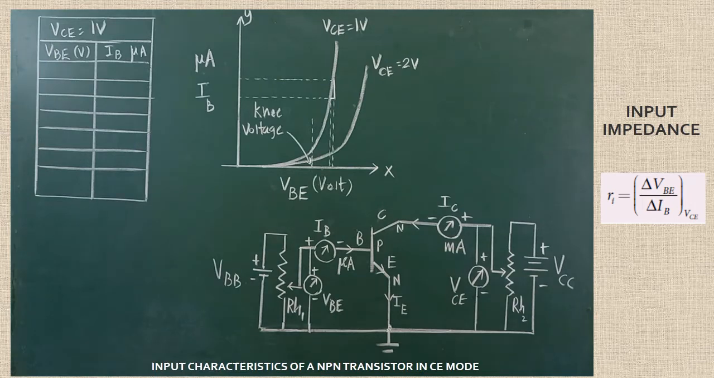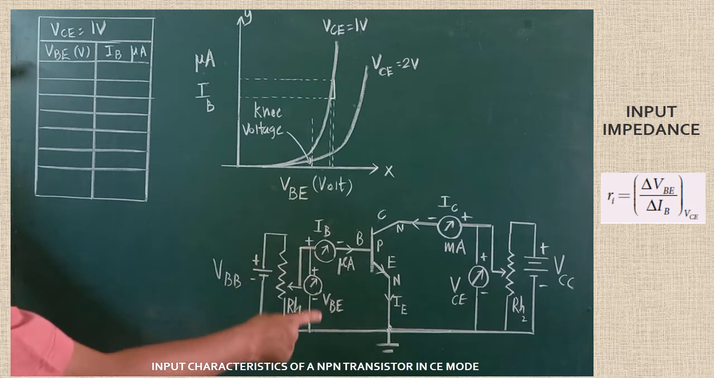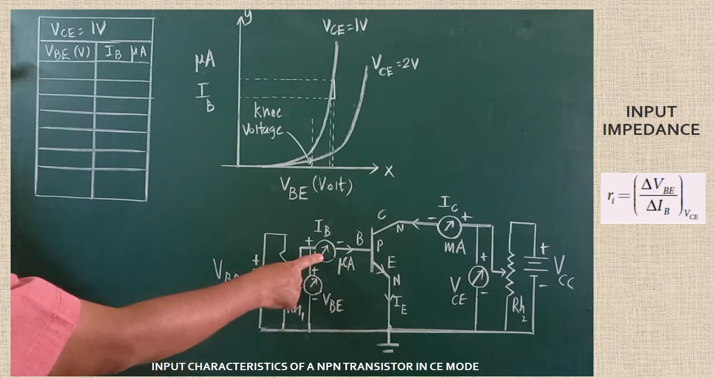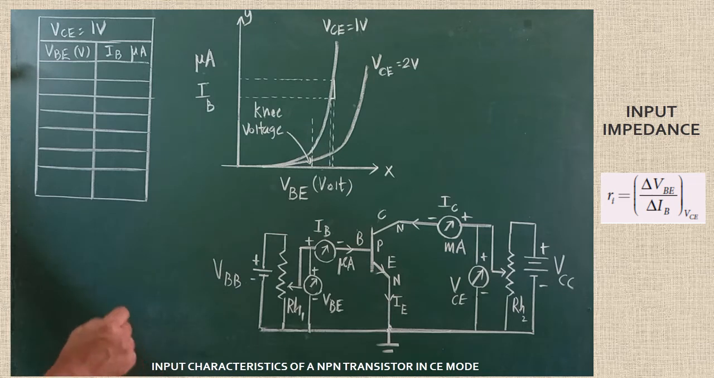Are you clear? So here, this is the tabular column. In this tabular column alone, we are going to observe the reading and note down the reading. Here, this is the input region now. Across the base and emitter, one voltmeter is connected. And the current which is flowing through the input part is called base current. Are you clear? So to find out the input impedance, first we have to find out the formula.